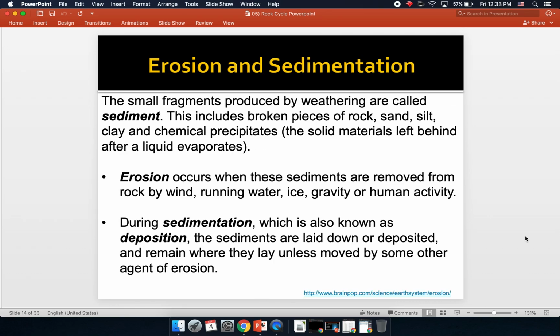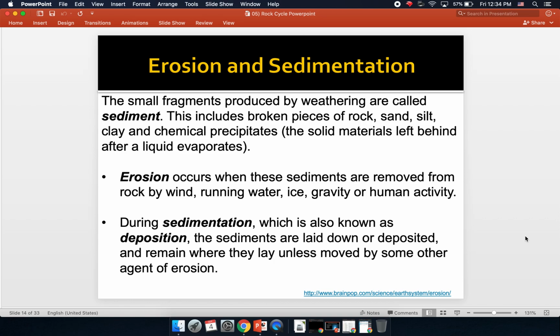Alright, erosion and sedimentation. The small fragments produced by weathering are called sediment. This includes broken pieces of rock, sand, silt, clay, and chemical precipitates, which are the solid materials left behind after a liquid evaporates. If you want a good mental picture of what a chemical precipitate is, think about when you get a milk jug out of the refrigerator and you pull the cap off and you see the crusty white stuff around the opening of the milk jug. Those are chemical precipitates from milk that had evaporated around the lid, around the opening, after being in the refrigerator.